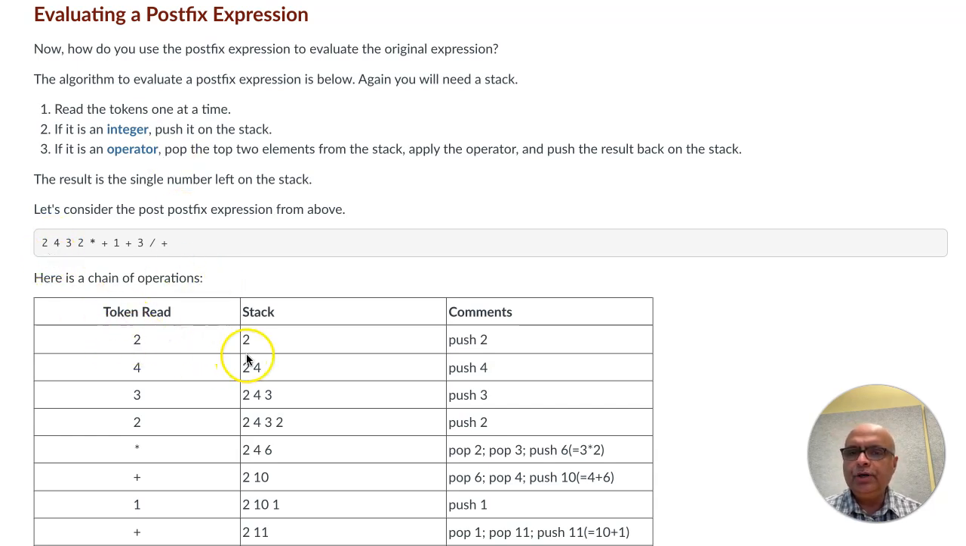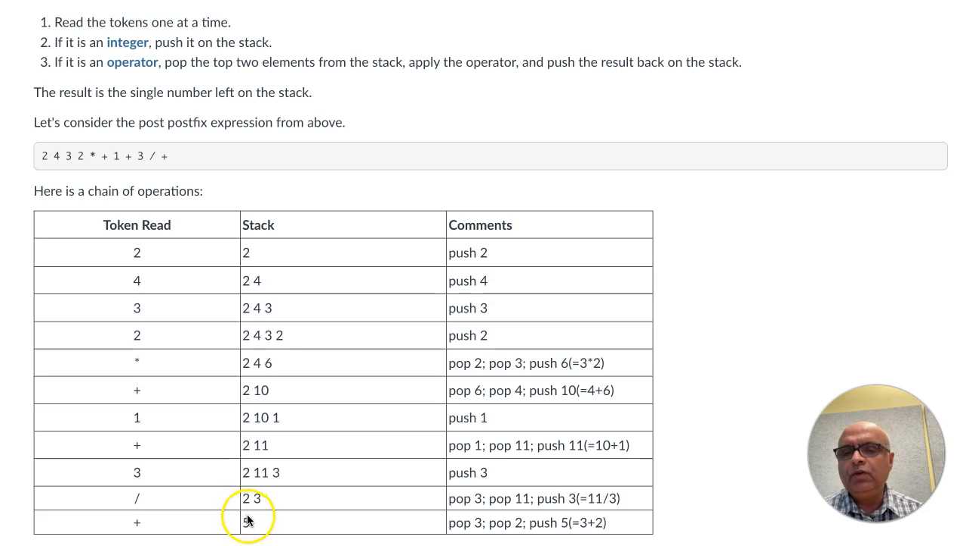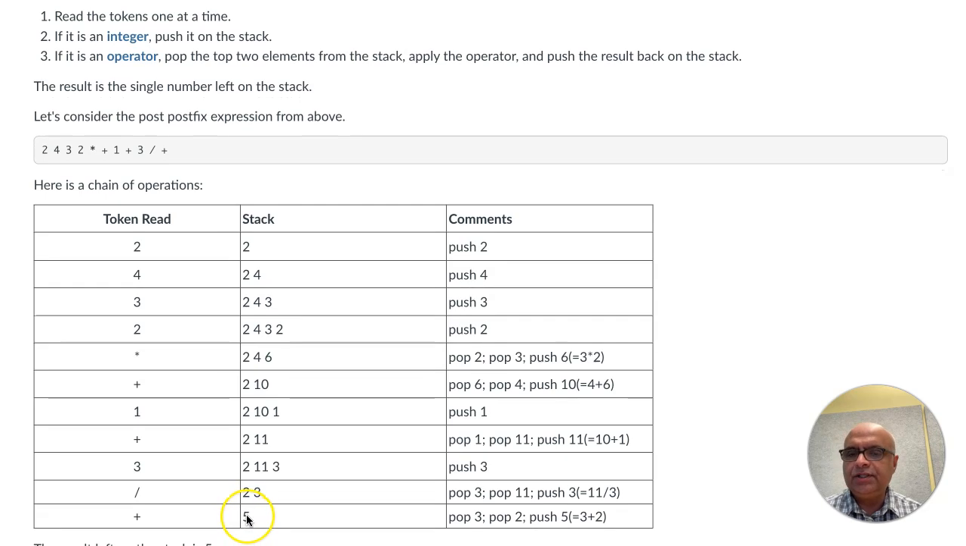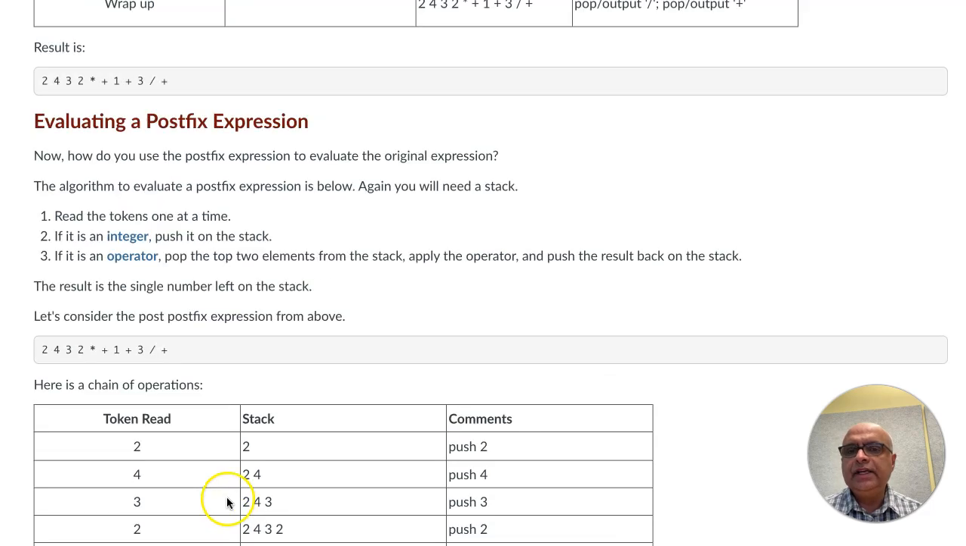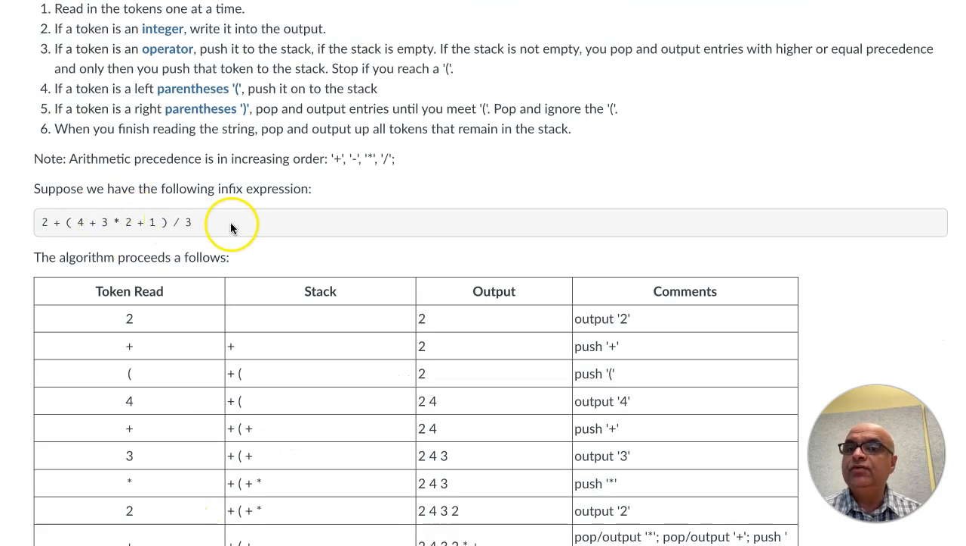So you find a 2, you put it onto the stack. You find a 4, you put it onto the stack. You find a 3, you put it onto the stack. You find a 2, you put it on the stack. Now you encounter the multiplication operator. You take the top 2 things on the stack, pop them, apply the operator. 3 times 2 gets you 6, and you push that onto the stack. Now you get a plus. You pop the top 2 things, 6 and 4, apply the operator and push that on. You keep on doing this till there's only one number left on the stack, and that is the result. And that is indeed what the above expression evaluates to if you work through this, right?